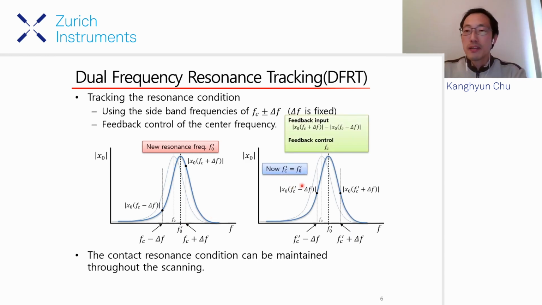As maybe explained in the previous session, we can use feedback control of the center frequency by using the amplitude difference between the lower sideband and the higher sideband.